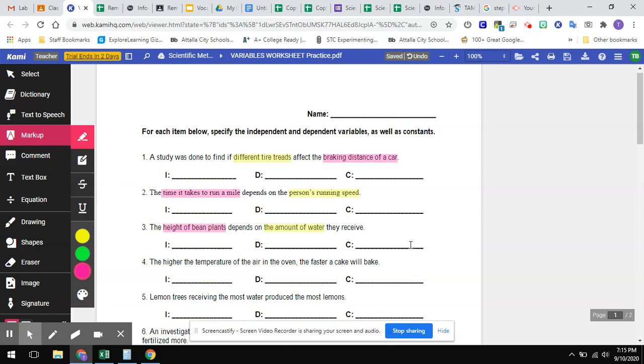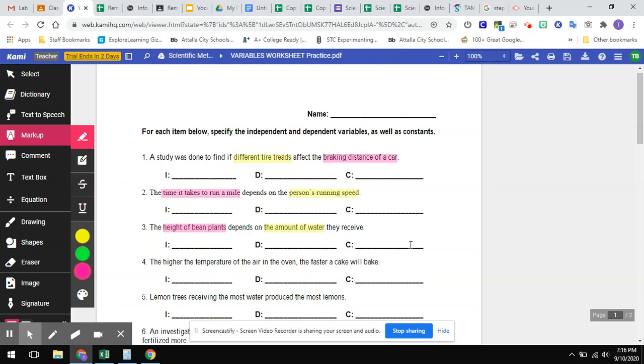Now for a constant. Again, we can think of numerous things that could affect the growth of a bean plant. It could have anything to do with the temperature, the fertilizer, the type of soil they're planted in. You could just go on and on. You only have to name one constant, so that shouldn't be a big deal for you to be able to come up with those.